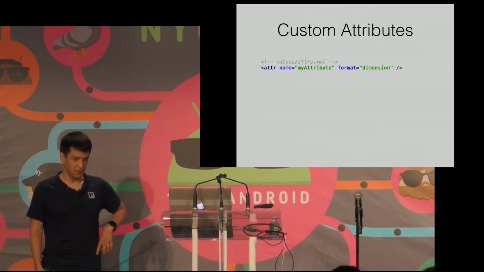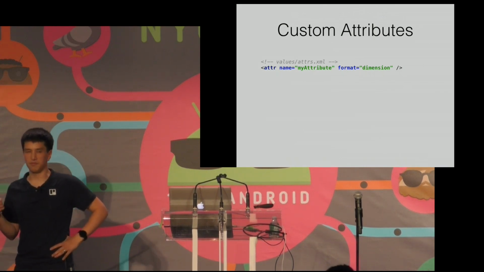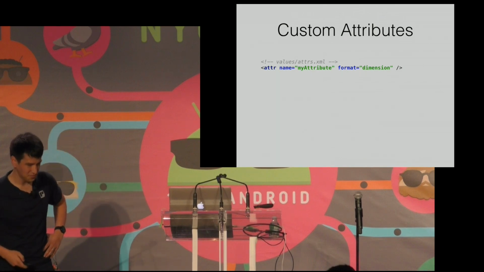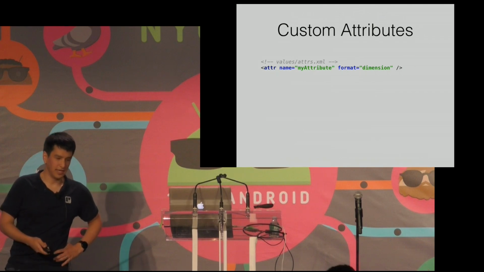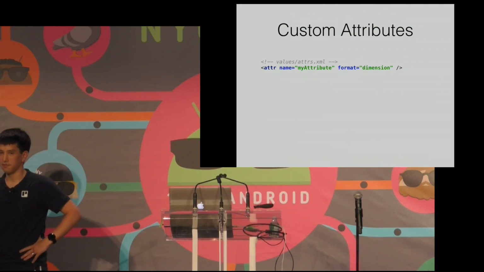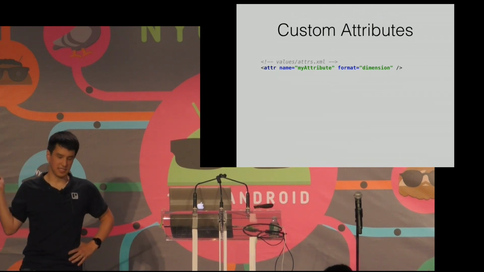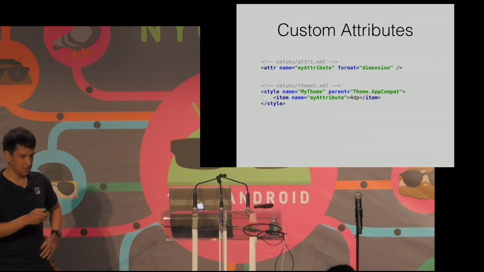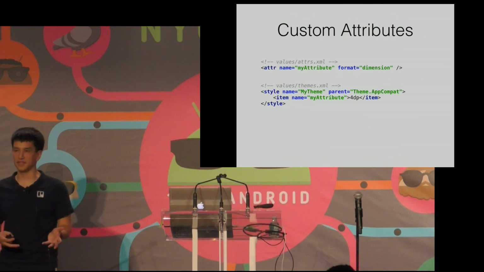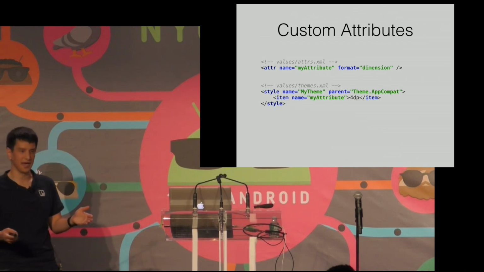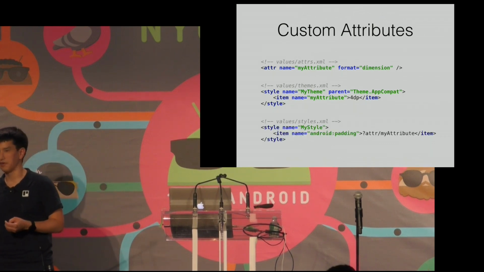Another really cool thing you can use are custom attributes. So you're not limited to the attributes that are provided by the system. You can write your own. So it's very simple. You just create an attribute value, and then you define a format for it. So that's the type of value that's inserted inside of that attribute. So in this case, I'm going to say a dimension. And then in your theme, you can then apply a value directly to that attribute. And this is essentially what you're doing when you're using something like AppCompat and then defining values for it. And then in your code, you can refer to whatever attribute you came up with.